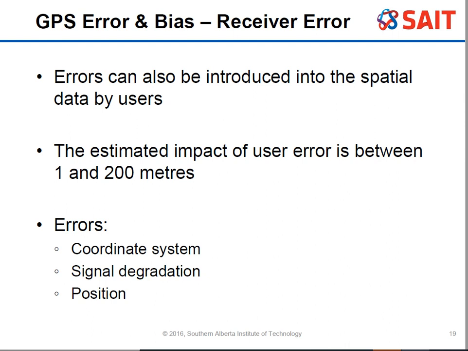Other things that can happen is that humans can add error. If you're not doing it right, you can add error. Honestly, the estimated impact is anywhere between 1 to 200 meters. As a user, you could put it in the wrong spot. It may not be totally above it. You might be using the wrong coordinate system. Your body might be in the way and causing signal degradation. The way that you've set it up, for example, if you didn't put your handheld right above that spot, then you're going to be off.